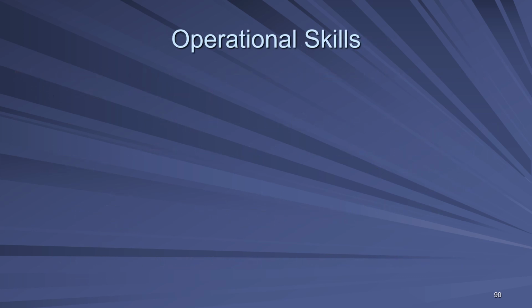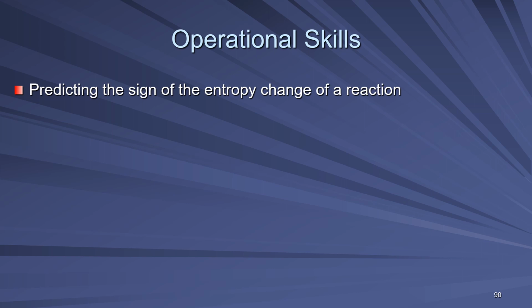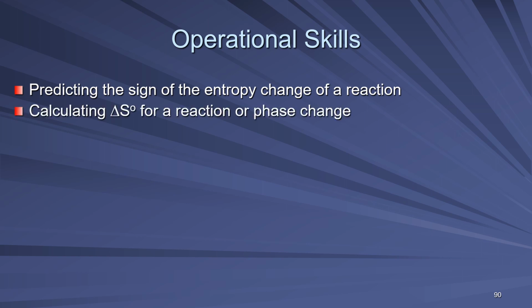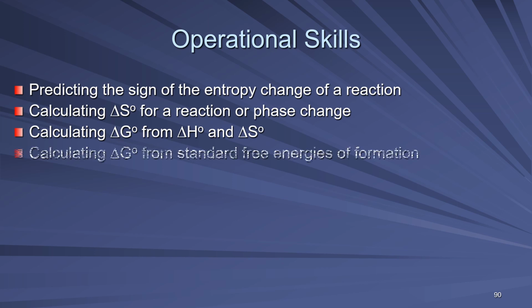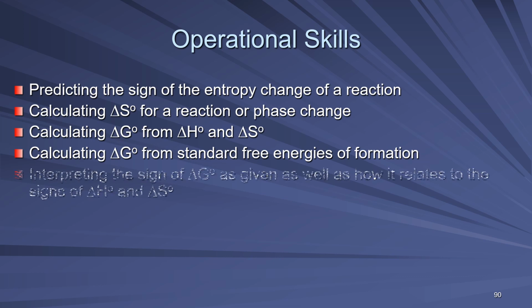So that's the end of this chapter. You should be able to predict the sign of the entropy change of a reaction, meaning delta S. So you should be able to look at a reaction and predict whether the entropy change is going to be positive or negative. You should be able to calculate delta S for any reaction or phase change. You should be able to calculate delta G if you know delta H and delta S. Or you should also be able to calculate delta G from the standard free energies of formation from Appendix G. So all of these values are from Appendix G.